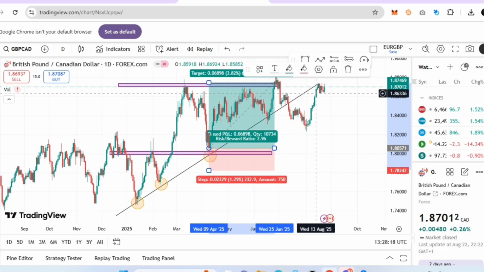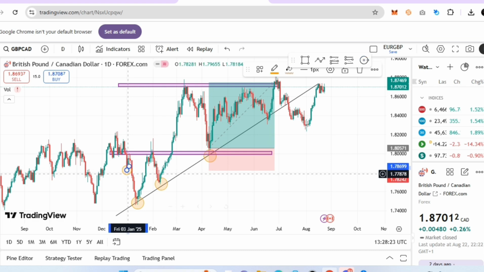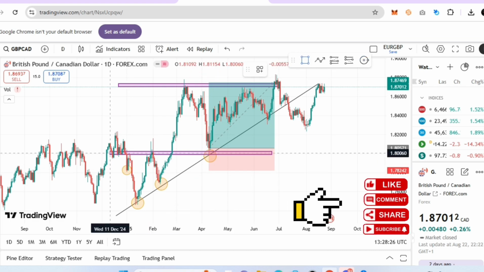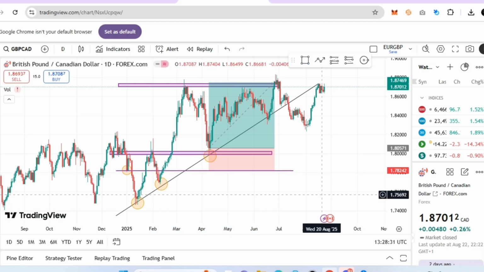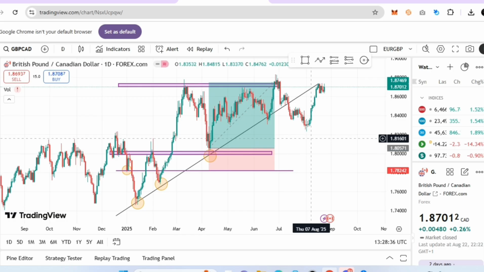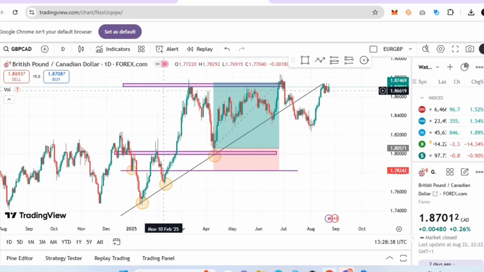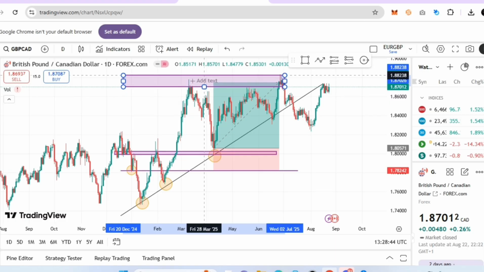Okay, so why do I have a sell setup in this strong uptrend? Let me explain why I have a sell setup here. First of all, I have a strong resistance above. I believe you can see the resistance above. I have a very strong resistance above here. So let me just write it there: a strong resistance level.